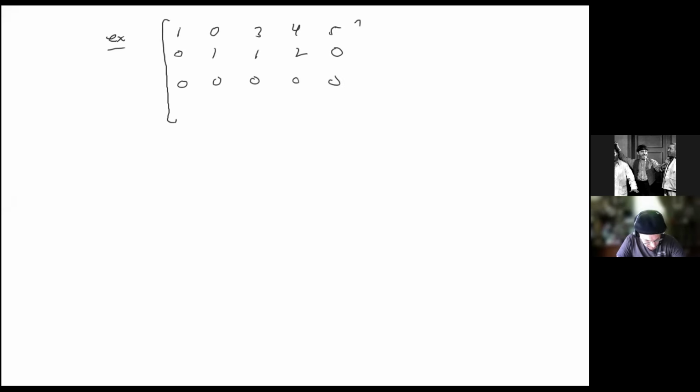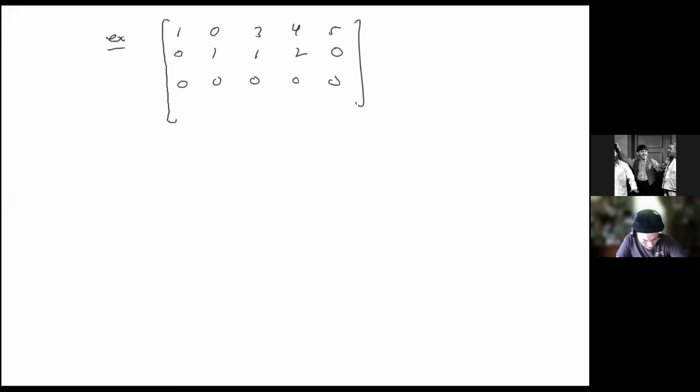Okay, so let's consider the following example. Let me write down a matrix: 1, 0, 3, 4, 5, 0, 1, 1, 2, 0, and then 0, 0, 0, 0, 0. So this is a 3 by 5 matrix. It's got 3 rows and 5 columns.